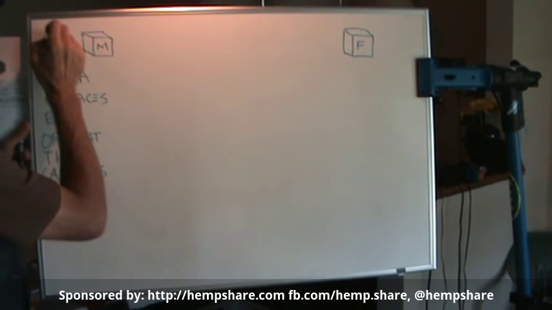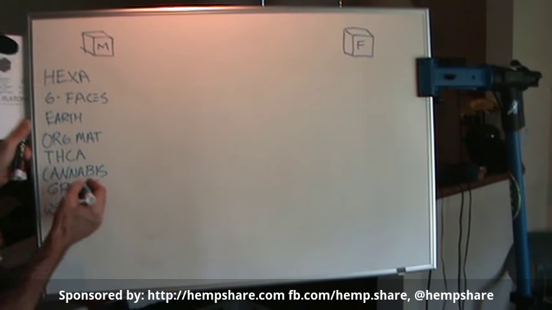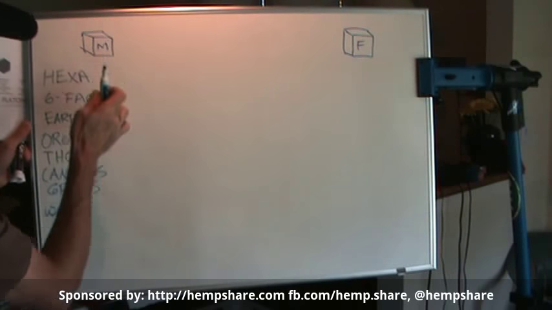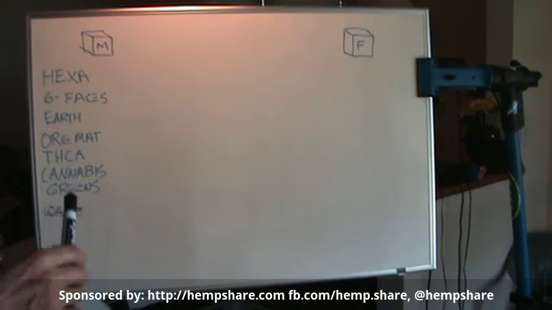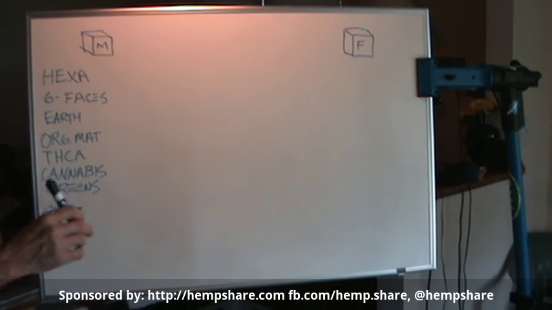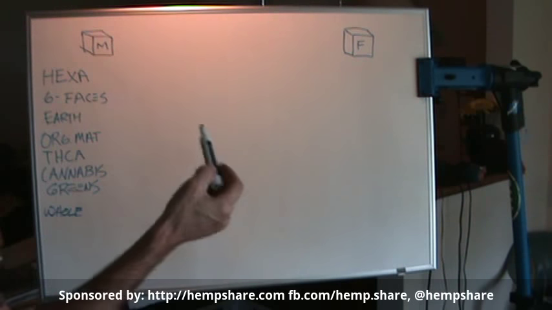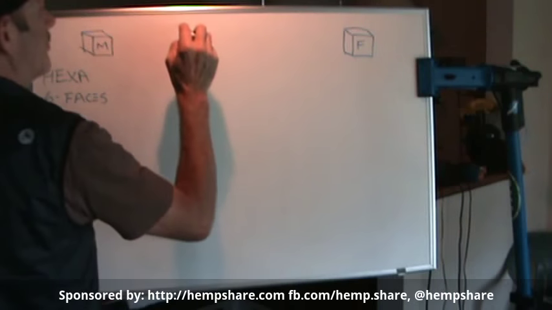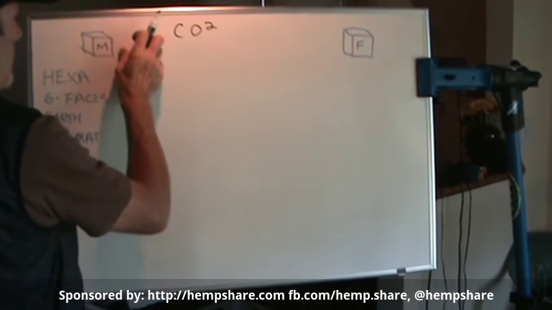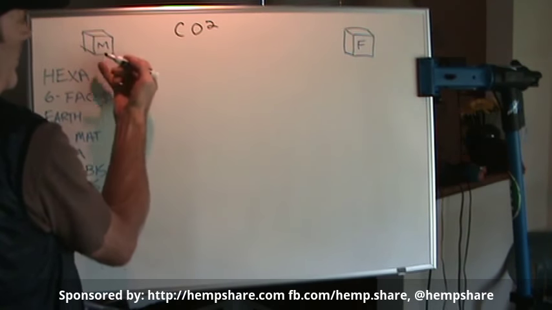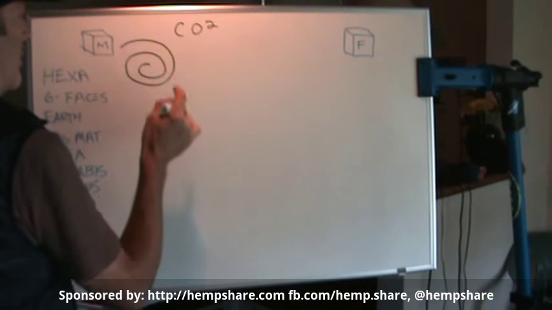1, 2, 3, 4, 5, 6, 7, and then 8 is the whole. The male or female, in order to sustain life, when they breathe oxygen in, they breathe out, and when they breathe out, they breathe out CO2. So this square here, or this cube, is waiting to exhale.